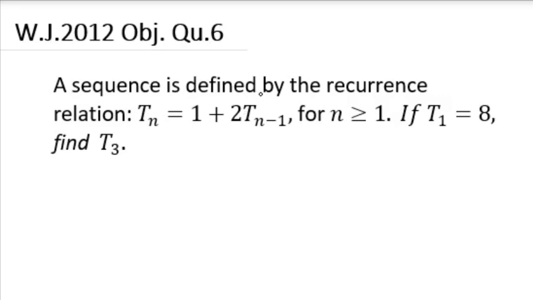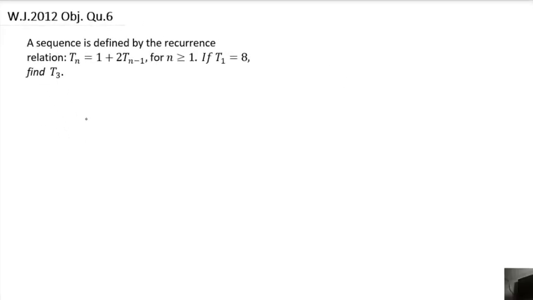Welcome students, we are still on sequence. Today we are going to do WASSCE June 2012 objective question number 6. A sequence is defined by the recurrence relation Tn equal to 1 plus 2Tn minus 1, for n greater than or equal to 1. If T1 equal 8, we should find T3.